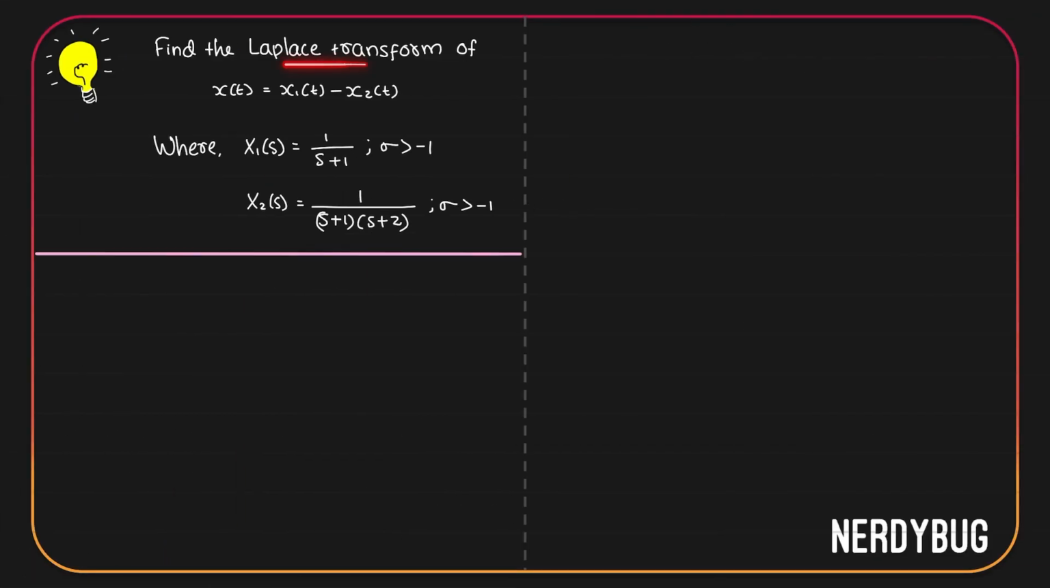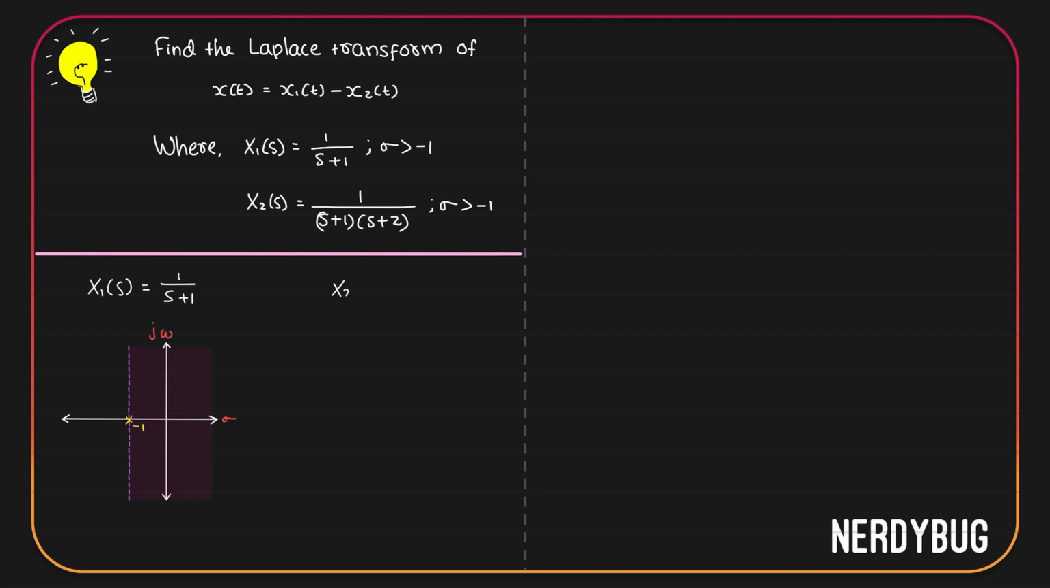We have to find the Laplace transform of x of t, which is x1 of t minus x2 of t. Laplace transform of x1 of t is x1 of s. It is 1 by s plus 1 and ROC is sigma greater than minus 1. Laplace transform of x2 of t is x2 of s. It is 1 by s plus 1 into s plus 2 and ROC is sigma greater than minus 1. Our first function is x1 of s is equal to 1 by s plus 1. It has one pole at s equal to minus 1. If we plot the ROC on an S-plane, it will look like this. ROC is towards the right of its one pole at minus 1.